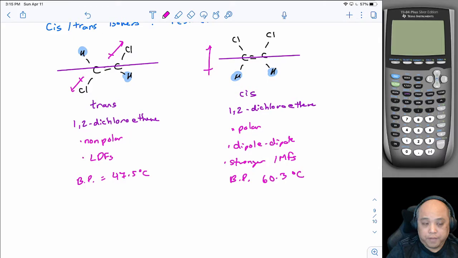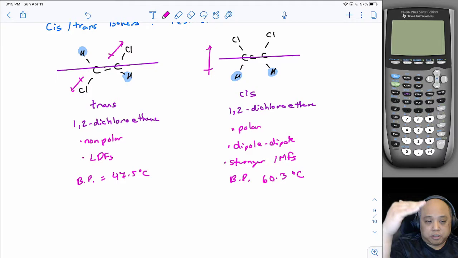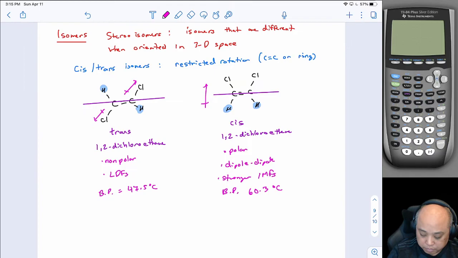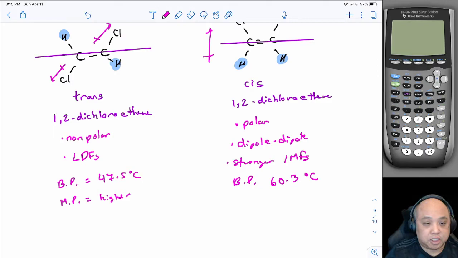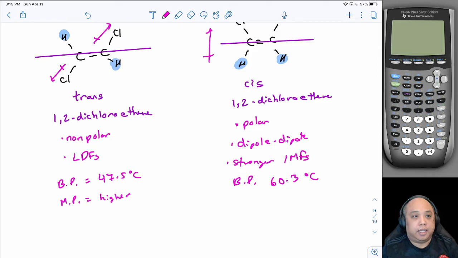But when you have a trans molecule where there's nonpolar character, the molecules can stack any way they want on top of each other and solidify that way. And so you'll notice that the melting point of this one is actually higher because of the stackability. This also has to do with cis and trans fatty acids, because the double bond in the cis molecules creates kinks in the structure, which doesn't make it as linear, which makes the structure more difficult to stack on top of each other as well.